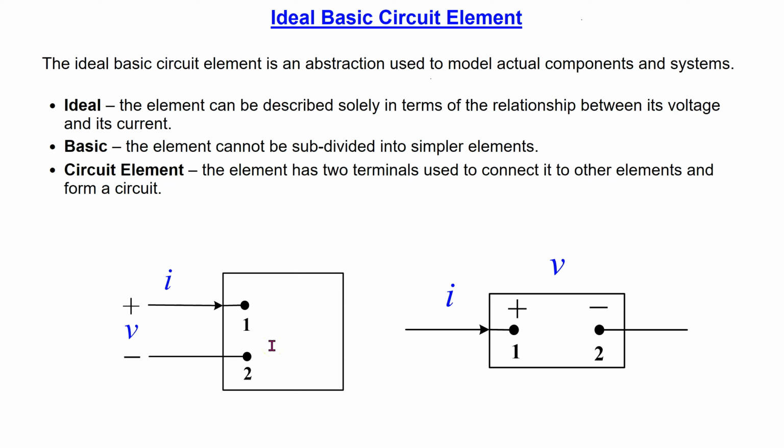The ideal basic circuit element has two circuit representations which are commonly used. It is represented as a blank rectangle or square box with two terminals.